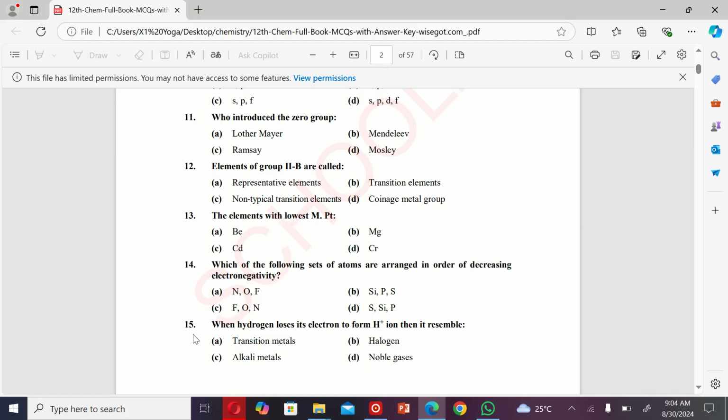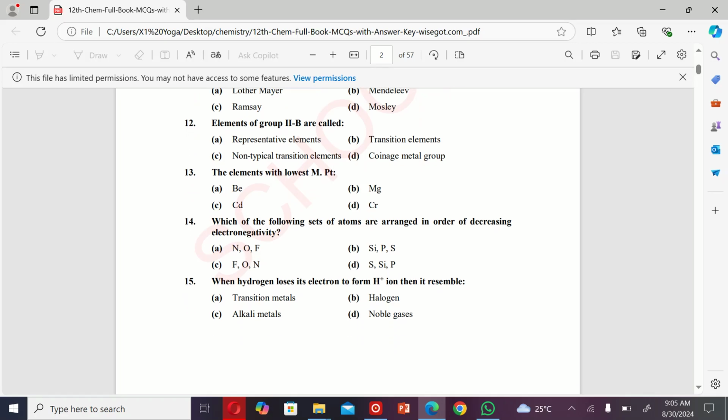The next MCQ is: when hydrogen loses its electron to form H plus ion, then it resembles A, transition metals, B, halogens, C, alkali metals, and D, noble gases. So the correct option is C, alkali metals.